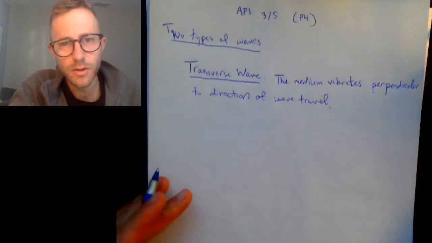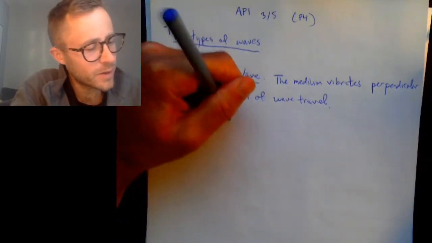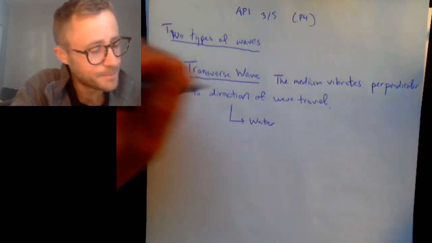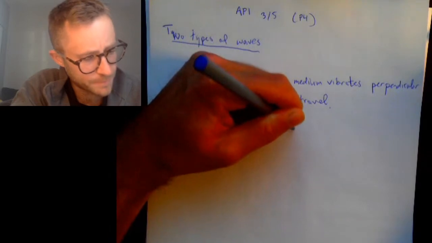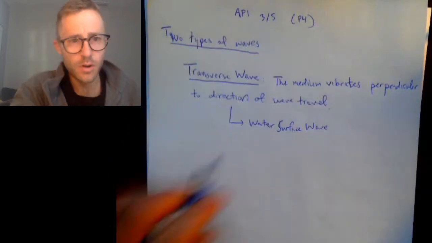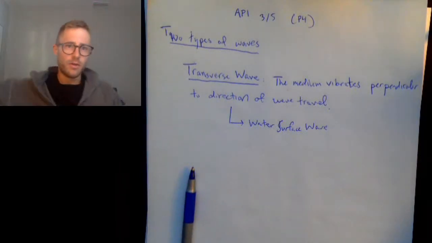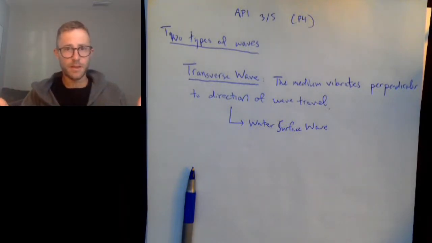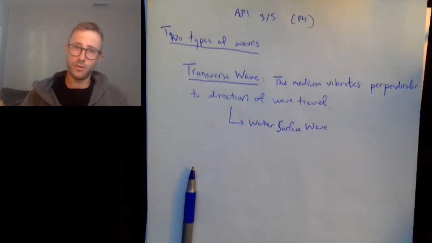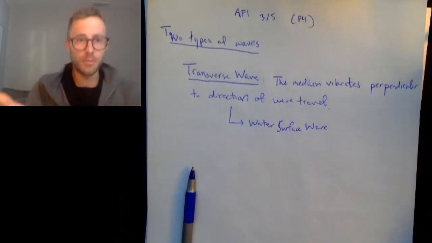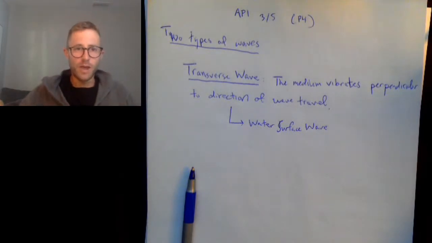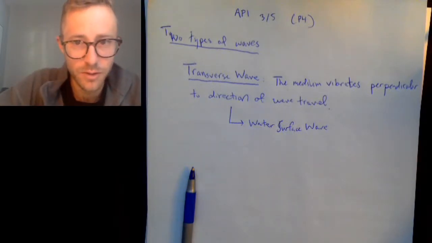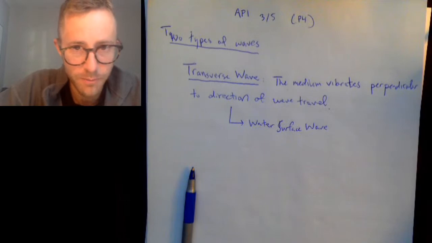So a good example of that is a water surface wave. Why is that? If you think about a water wave, it's traveling across the surface. If you're floating in the ocean, which way are you going to move as the wave goes by? You're going to start to bob up and down. So a wave goes left to right, for example, and you bob up and down. Up and down is perpendicular to left and right. So that's a transverse wave.